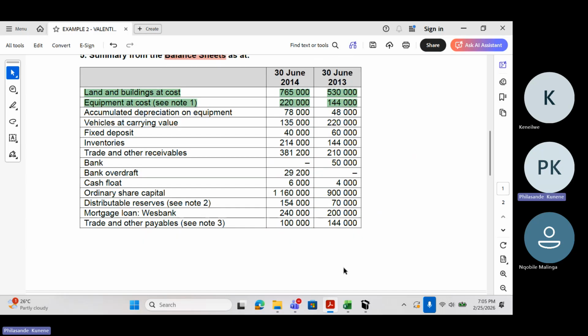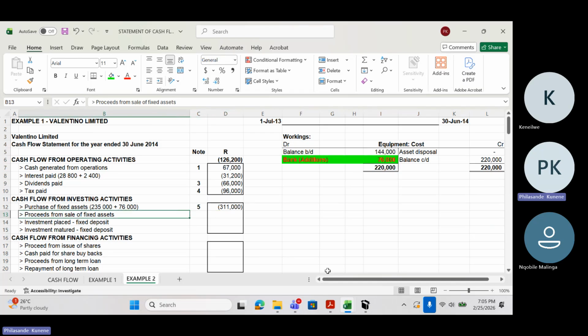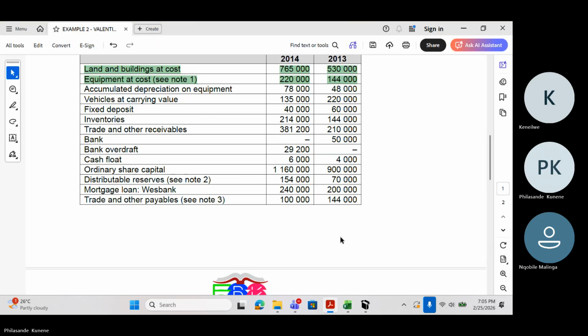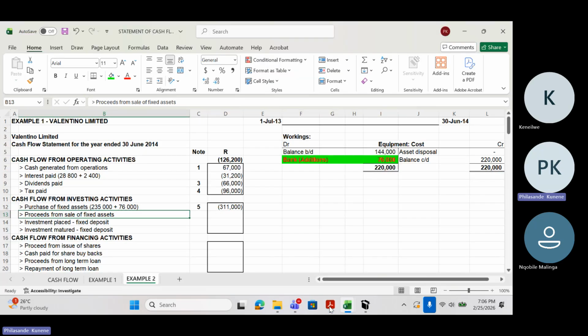Now let's talk about vehicles. Now let's talk about the disposal. Proceeds from sale of fixed assets. Any fixed assets that were sold. Looking at the vehicles at carrying value, if you look at our vehicles, they moved from 220,000, they went down to 135,000 rands. So which means there are vehicles that were sold during the year. So we need to go and check how much that is.